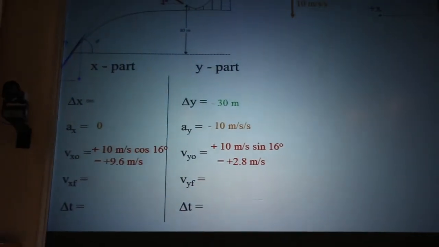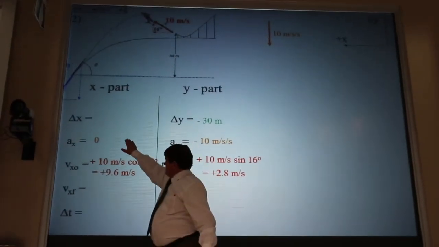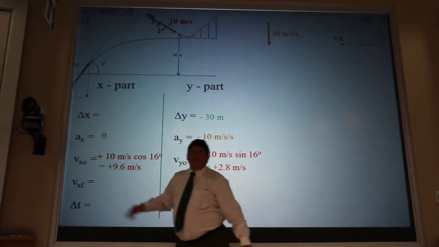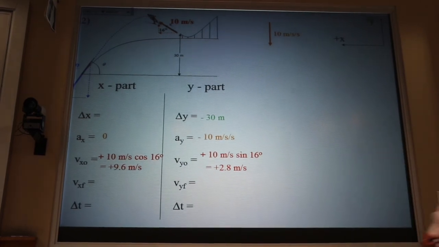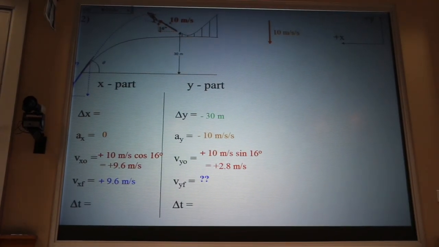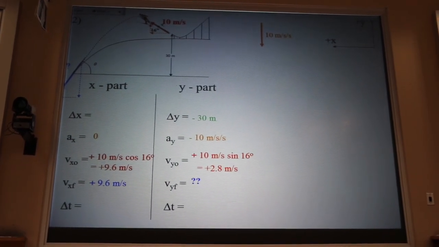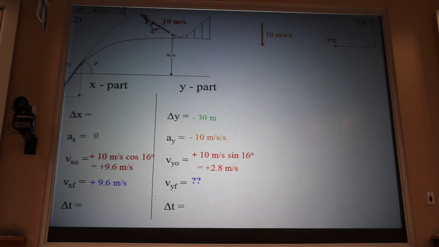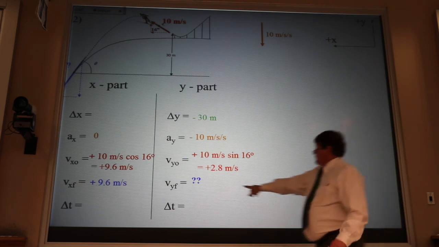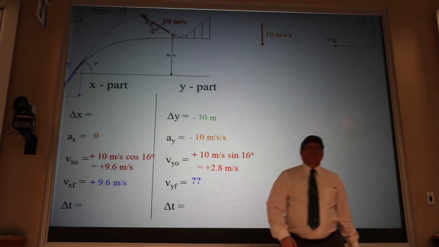Now, because of this 0, I know that this 9.6 is always 9.6. So I put it in again. Now that means I'm halfway done. I know that this is 9.6, and so that means in my answer, I can put 9.6. So all I really need right now is the final y velocity.